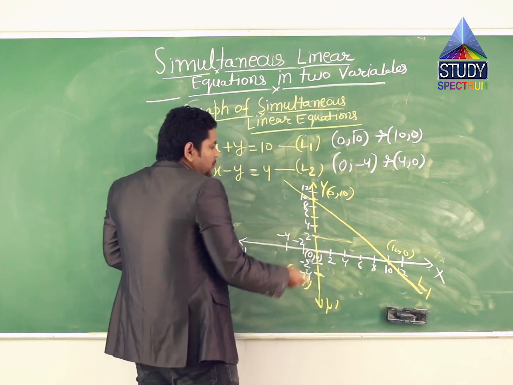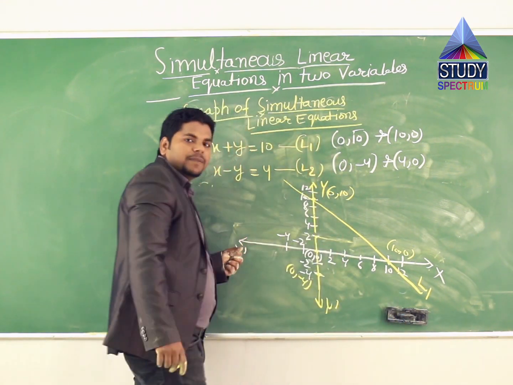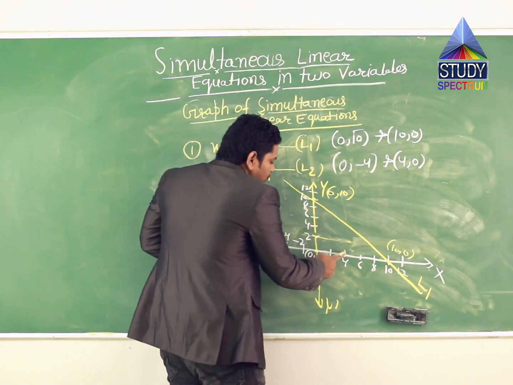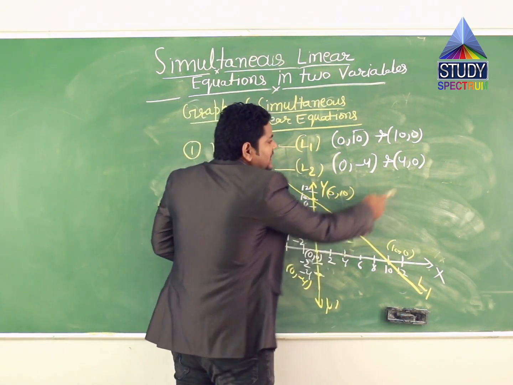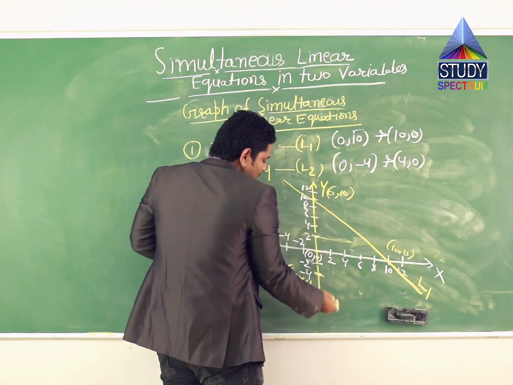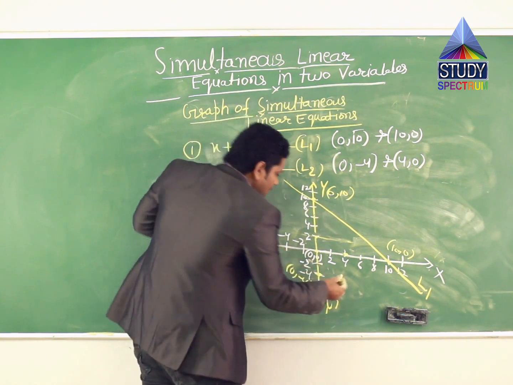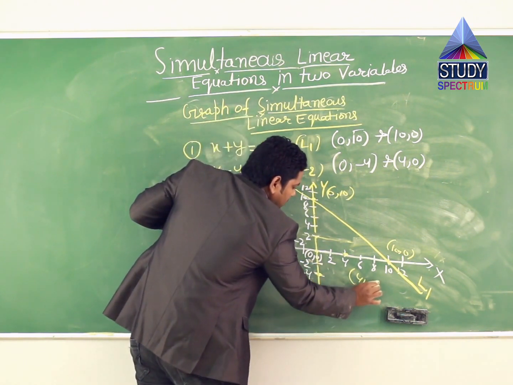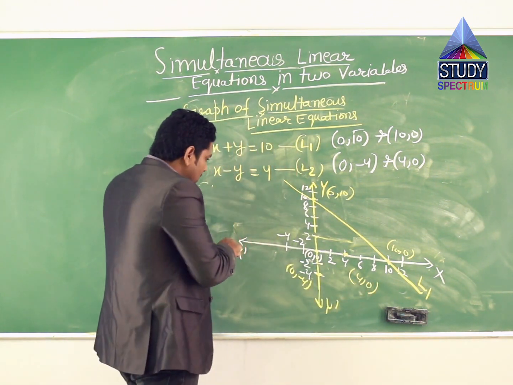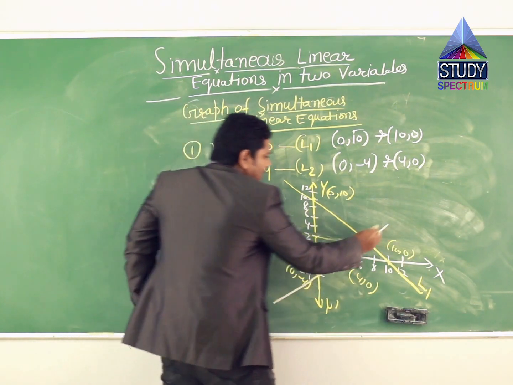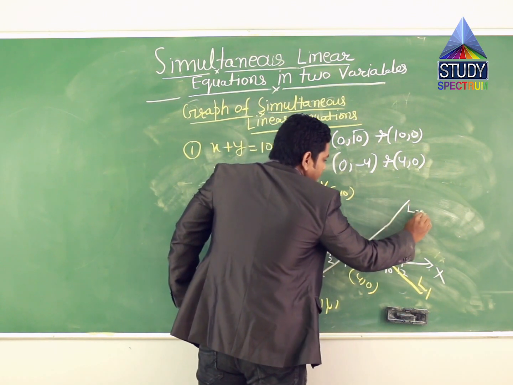Now another point is (4, 0). It means we have moved 4 units in the positive x direction, but we have not moved any unit in the y direction because y equals 0. So this is the point (4, 0). Make them join. This is the straight line L2.